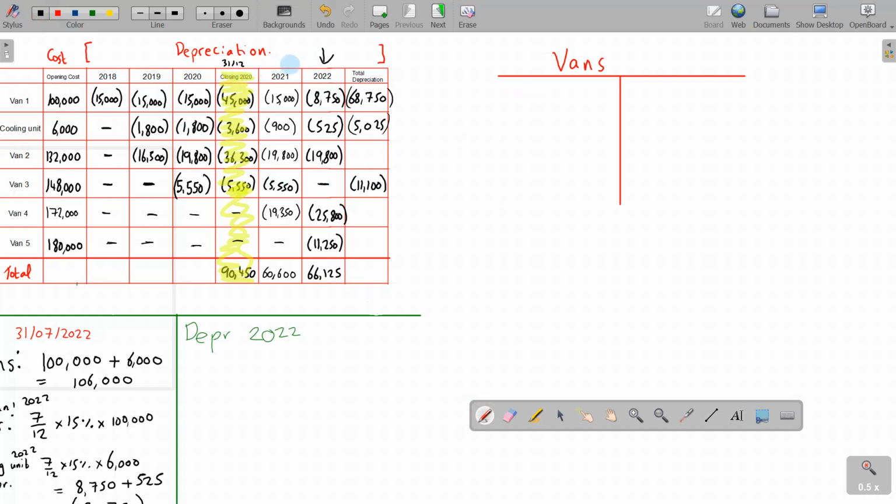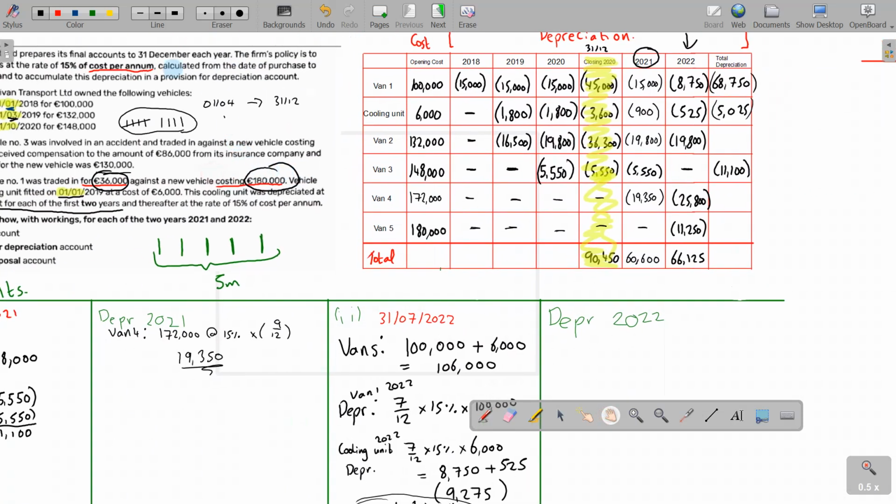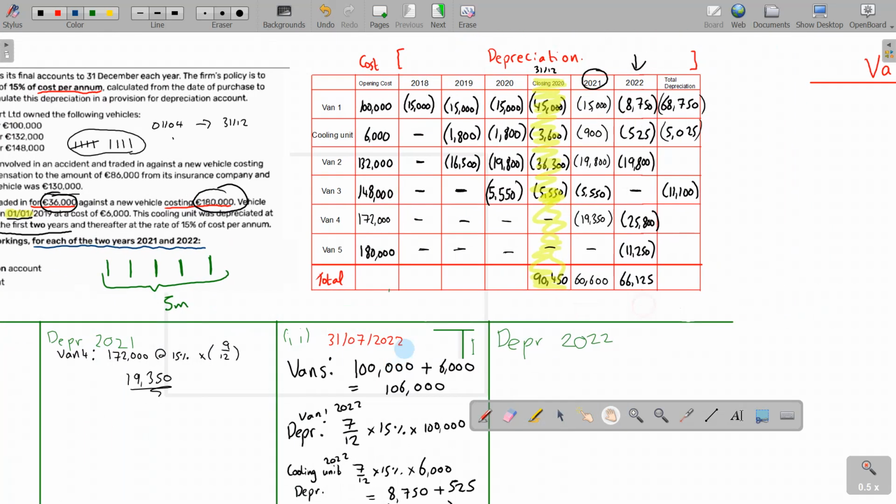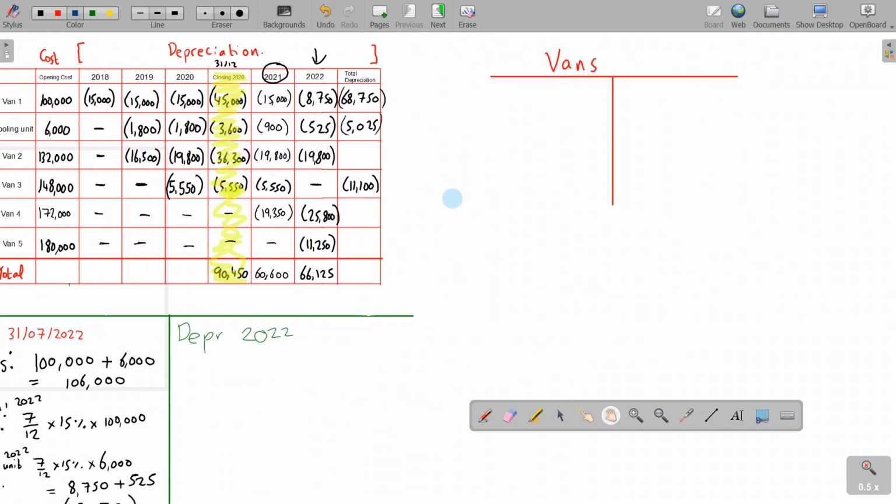Okay, so we should be able to get all our figures from our table. So the opening. So again, if we look at the question, we have to do for each of the 2 years, 2021 and 2022, a vehicles account. So I just called it vans. It should be vehicles, but it doesn't matter. Vehicles, what we want to do is look at the end of 2020. What was the value of our vans?